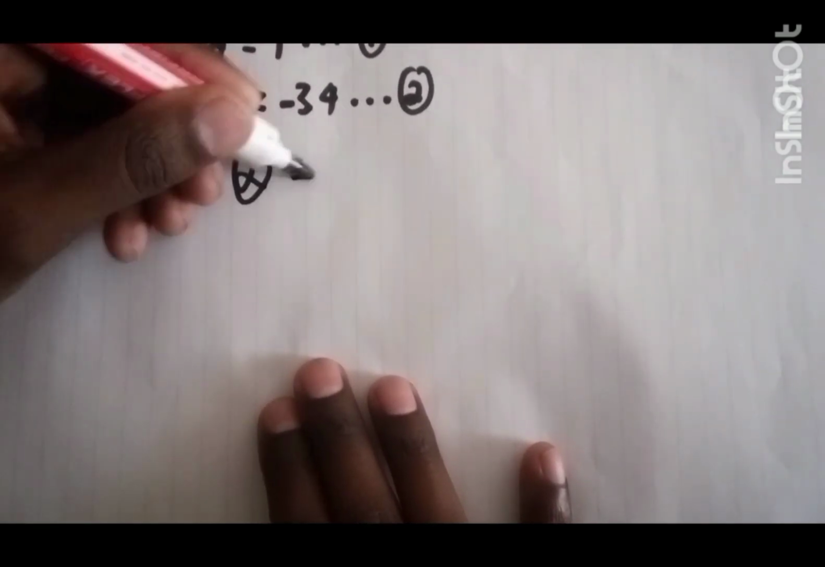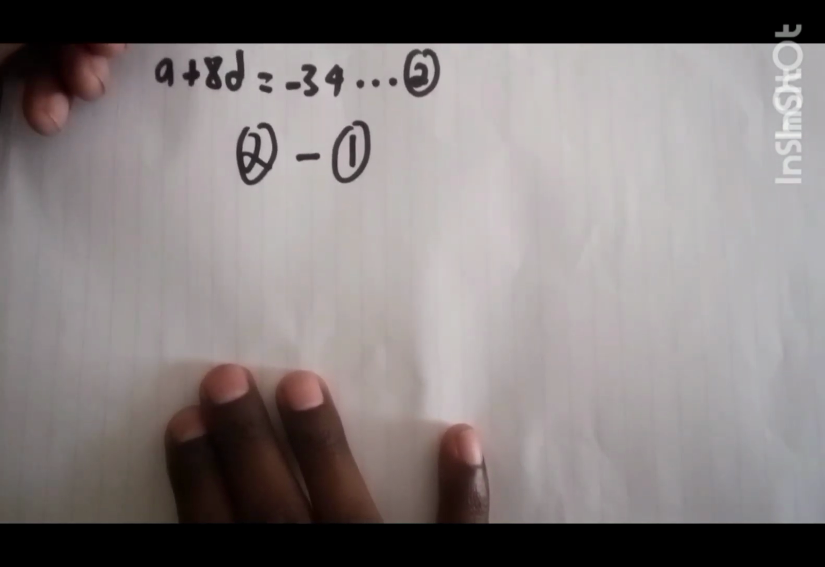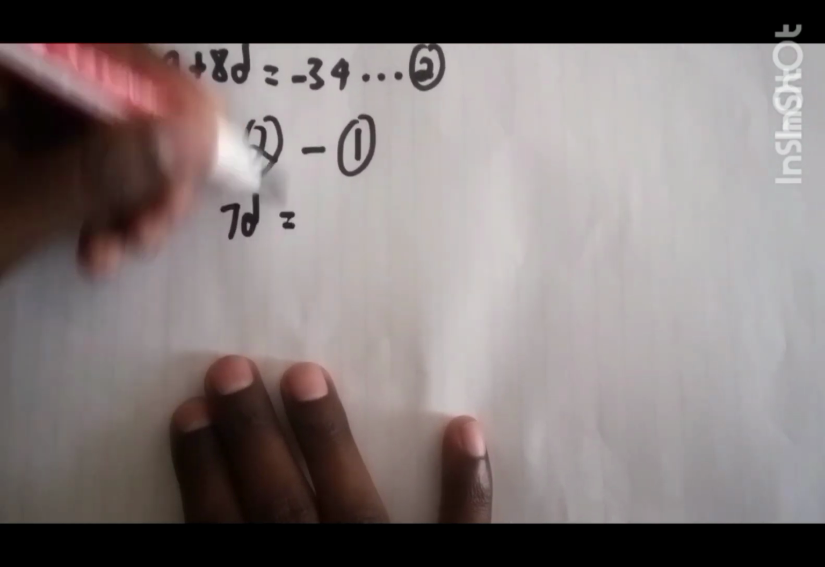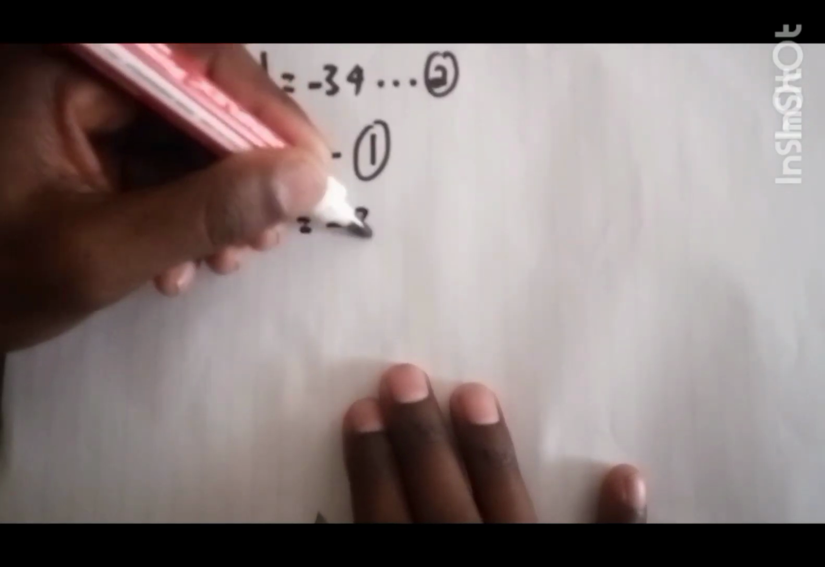In order to solve for a and d, we can use the system of two equations, using the substitution or elimination process. So let us solve these two equations by the process of elimination. We need to eliminate a because it's much simpler to eliminate a. So in order to eliminate a, we're going to say equation 2 minus equation 1. So a minus a, they will cancel out. 8d minus d, we're going to get 7d. Negative 34 minus 1 is negative 35.